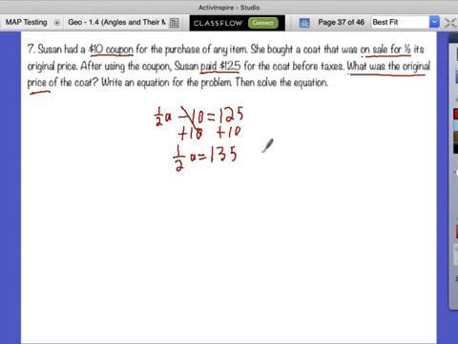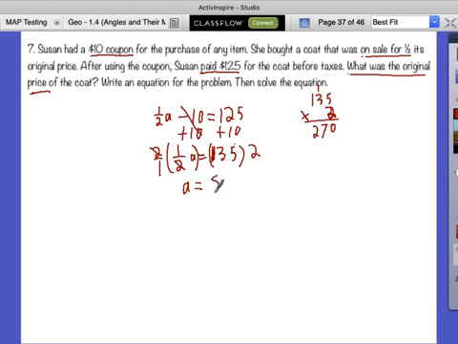How do we get rid of the fraction in front of the variable? You multiply by the reciprocal, so we're going to multiply both sides by 2 over 1. Is that the same thing as 2? Totally is. 2 over 1 and 1 over 2 reduce. A, our original price, equals 135 times 2, which we can do off to the side. 2 times 5 is 10. 2 times 3 is 6, plus 1 is 7. 2 times 1 is 2.